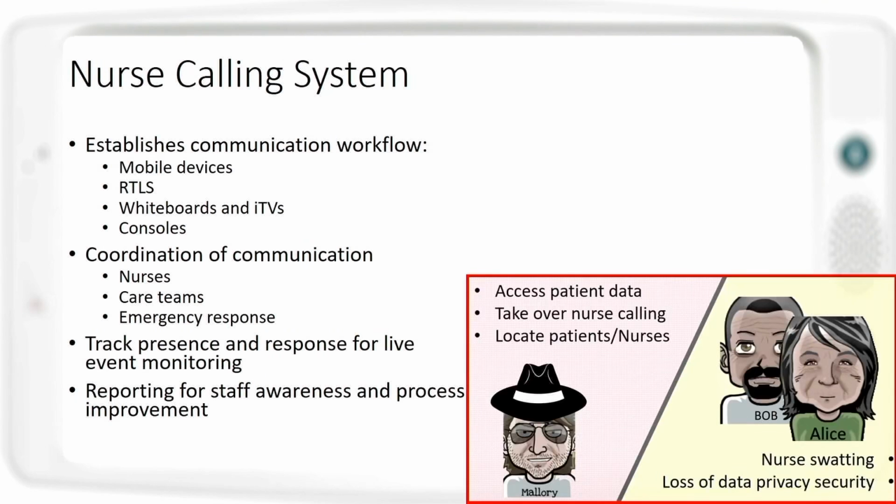So from Mallory's perspective, he gained access. He could probably get access to patient data, take over the nurse call system, locate patients if it has RTLS enabled. From a patient perspective, they could end up getting woken up repeatedly at 2 a.m. in the morning if somebody wanted to be really a pain and start doing nurse swatting. In addition, there's the loss of data and privacy security issues.